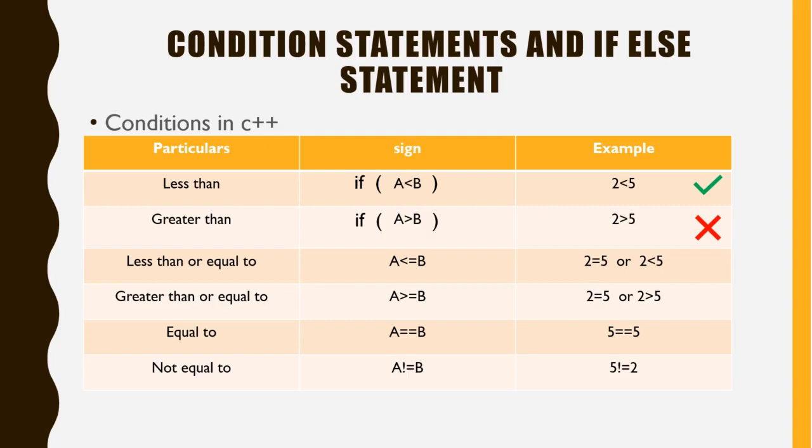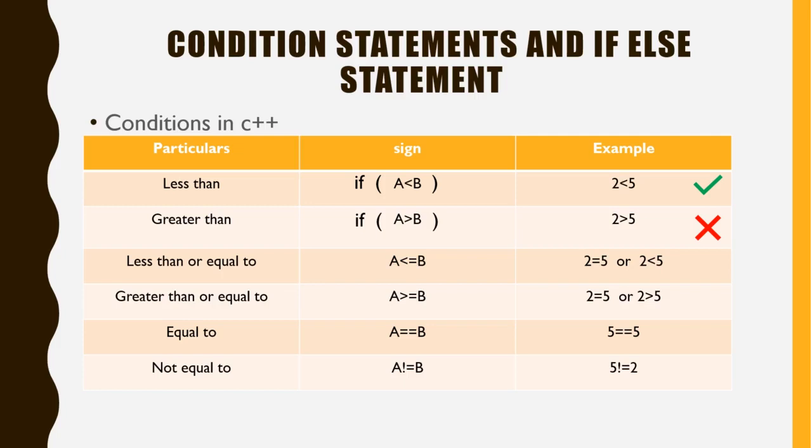Now we have less than or equal to. Whenever we see this condition, we should know in our minds that these are two different conditions. From this one condition we can conclude two conditions. So a is less than or equal to b, which means a is less than b or a is equal to b. So there are two conditions.